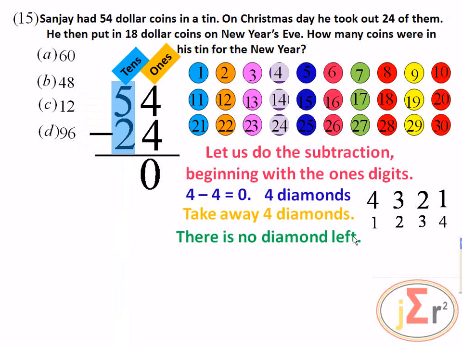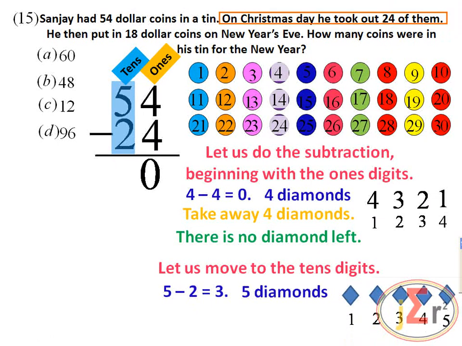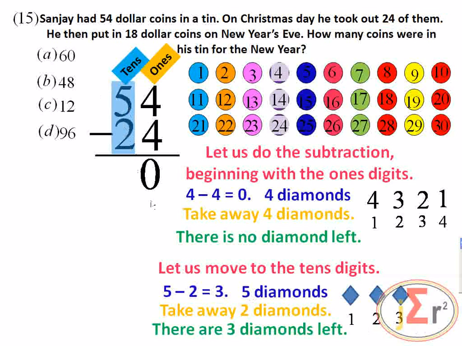5, take away 2. 3. Or we say, Jerry saying is 3. Which is correct. Or we may say 5 subtract 2. Or we may say 2 from 5. So let us move to the tens digit. And when we go to the tens digit, which is this column right here, we will say 5 minus 2, or 5 take away 2, or 5 subtract 2. And the result is 3. So we have 5 diamonds. How many diamonds do we have there, Jerry? 5. Okay, 5 of them. And what do we do? Subtract 2 from it. We will remove 2 of those diamonds. And when we remove those 2 diamonds, what will we get? 3 diamonds. See? So 5 take away 2 gives 3.